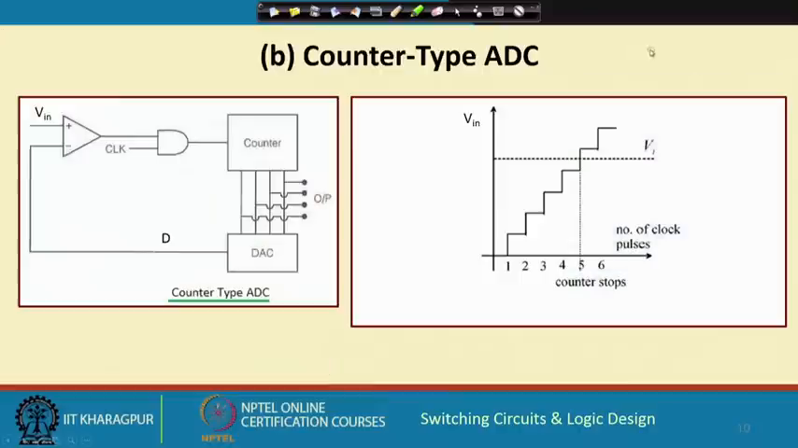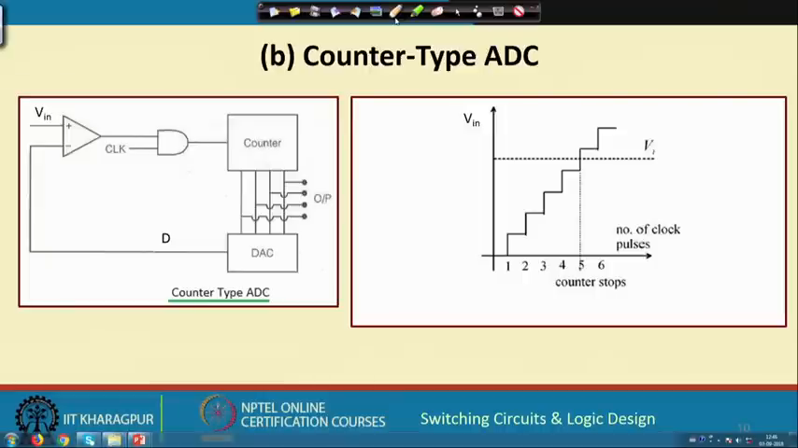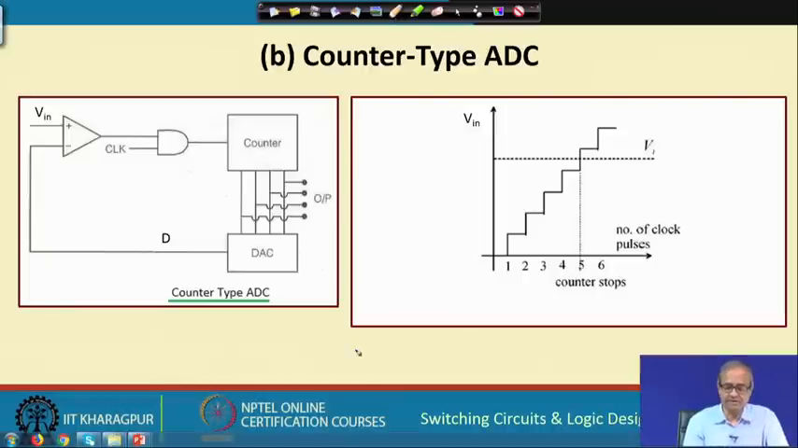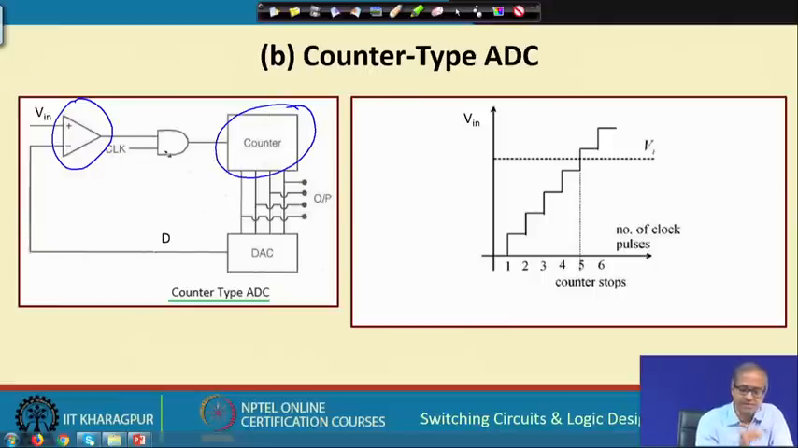Let us see more practical kind of converters which you can use for larger values of n. Let us look at something called a counter type AD converter. So, I am showing this schematic diagram on the left. Here again we are using a comparator, but only one comparator, and we are using a binary counter. There is a clock which is coming continuously.